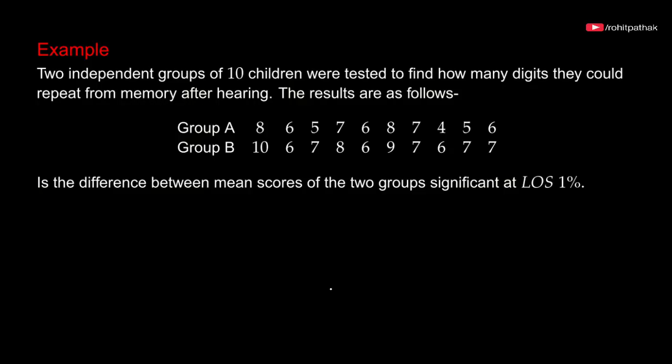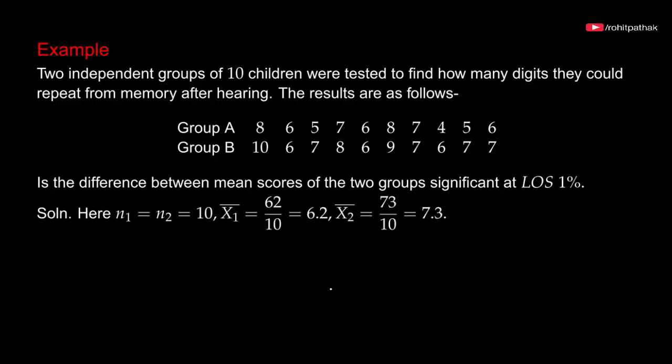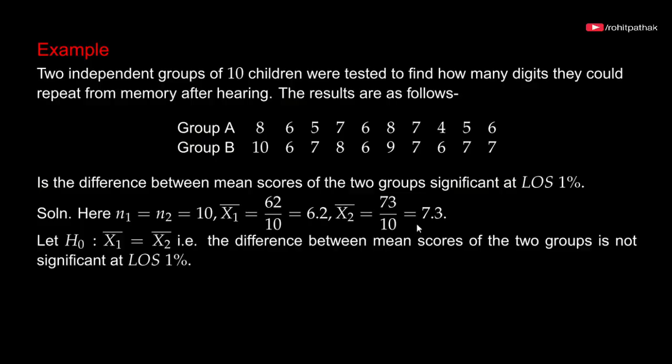Is the difference between the mean scores of two groups significant at level of significance 1%? This we have to check. So here n1 equal to n2 equal to 10, so both the samples are equal. The mean score of group A is 6.2 and the mean score of group B is 7.3. So we have to test whether this difference between 6.2 and 7.3 is significant or not.